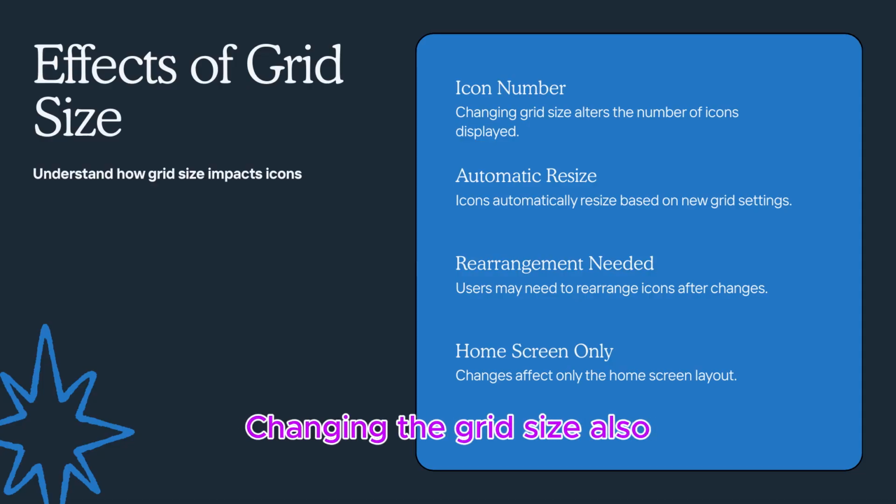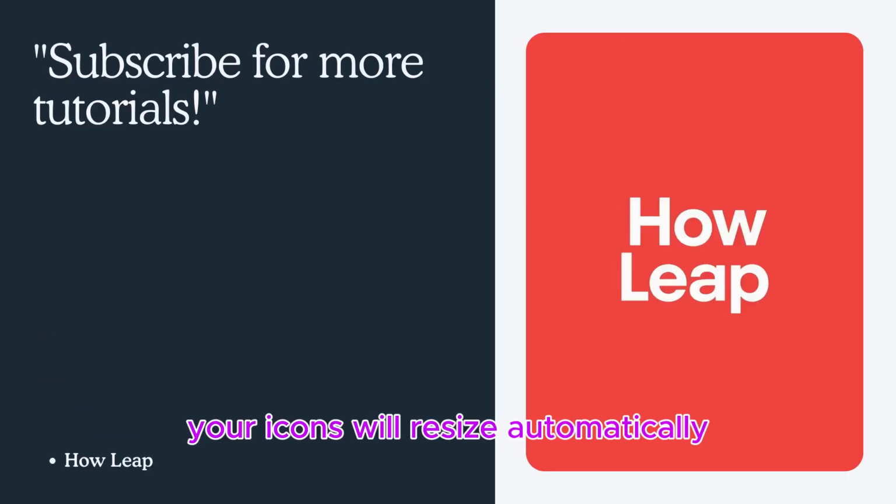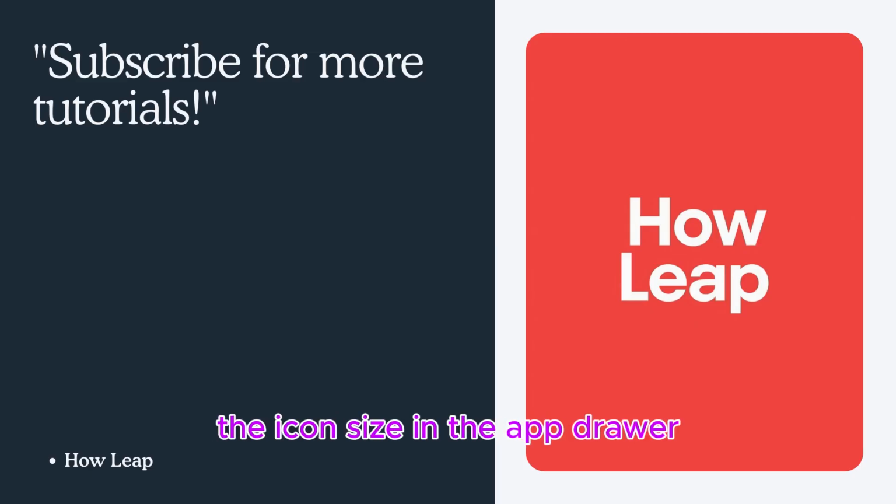Changing the grid size also affects how many icons fit on each row and column. After changing, your icons will resize automatically. You may need to rearrange them. This does not affect the icon size in the app drawer, only on the home screen.